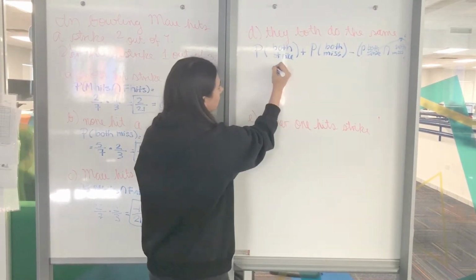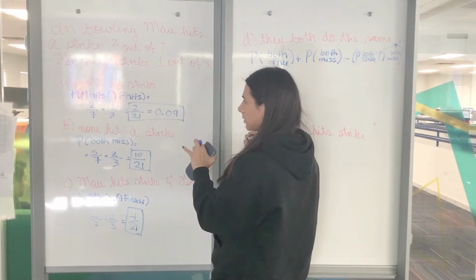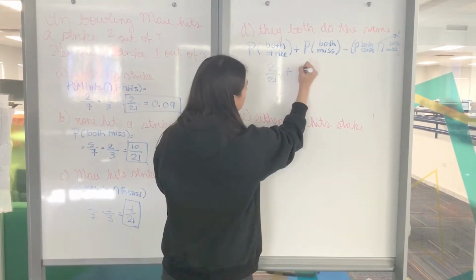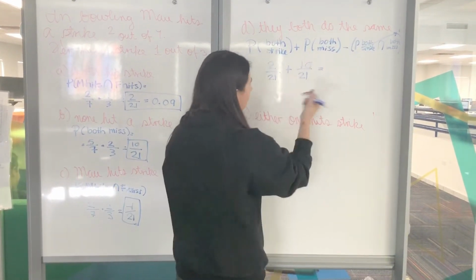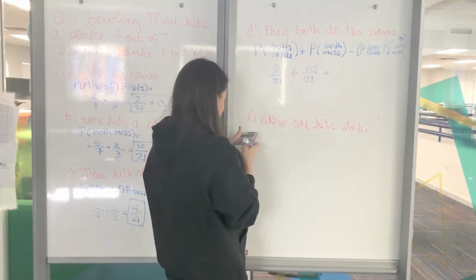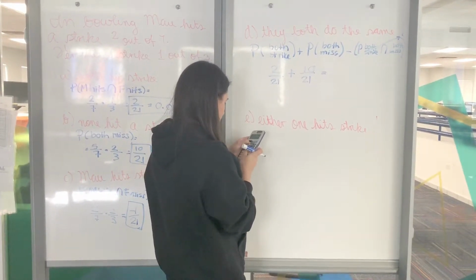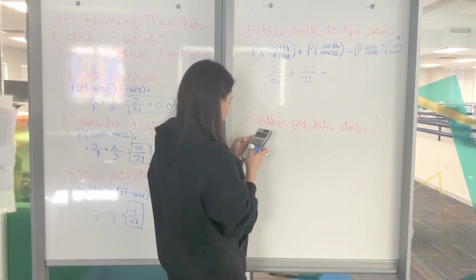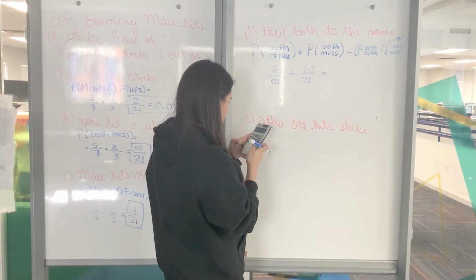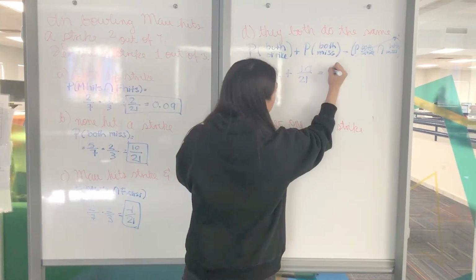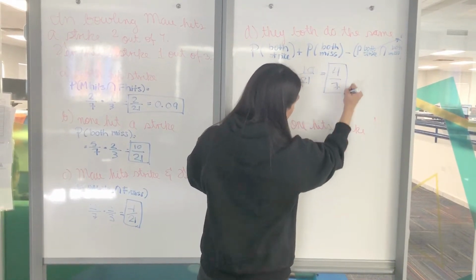And then we're gonna get the result of both strike, which is 2 over 21, plus the result of both miss, which is 10 out of 21. And the answer is 4 over 7, and you can place it in fraction or decimal.